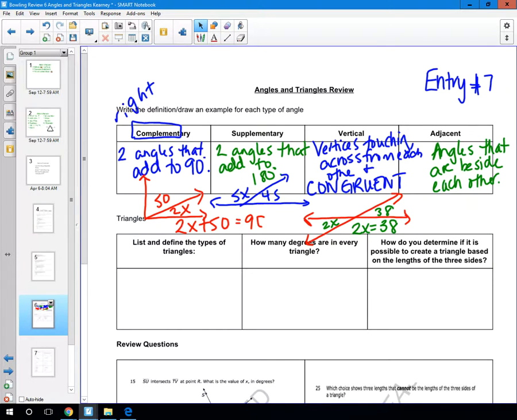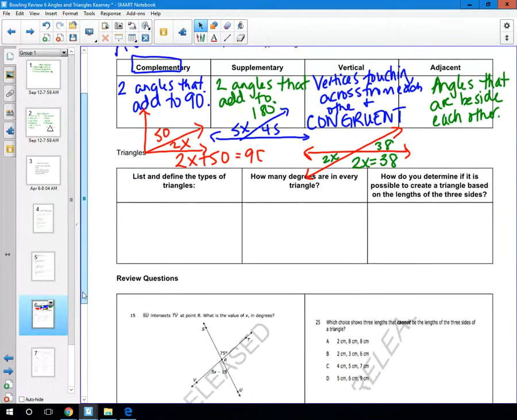Okay, so just to recap, if you see the word complementary, that means two angles make a right angle, add them up to 90. Anytime you see a straight line that's been broken down into different angles, then the two angles that add up to 180 is supplementary. Vertical, they're across from each other and they are congruent. Always look for those vertical and supplementary angles to help you solve problems. Okay, so now moving on to triangles.